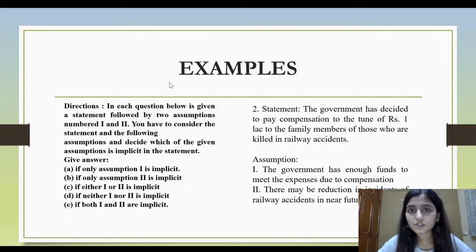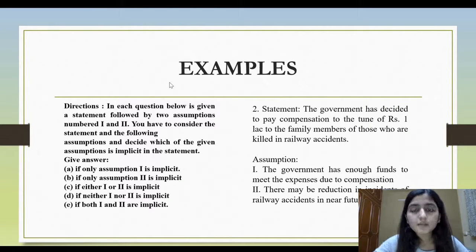Now, here is the catch. Because the question is about assumptions, you do not really need to come to a conclusive answer that, if the government tracks will be repaired, then there will definitely be a reduction in railway accidents in the future. No, this is not what an assumption question requires you to do. It only requires you to do what? To go into the mind of the author and try to find what he is thinking.